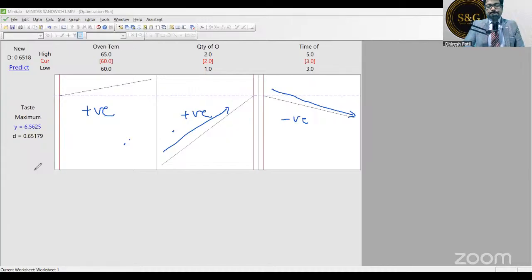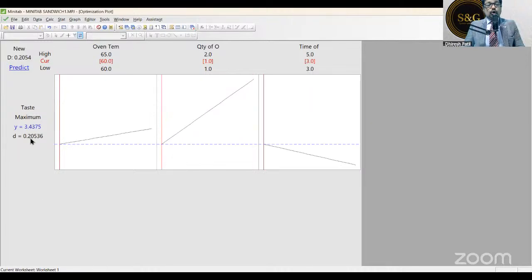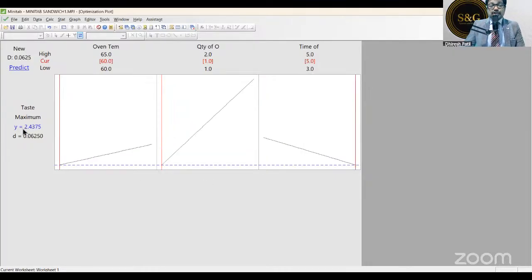Let's prove this. If I reduce the quantity of onion from 2 to 1, look at the test. It has gone down from 7.3 to 3.4. It's almost a 4 point drop. That's why it has the highest impact. Similarly, you can play around with this. Just reduce the time and the test has dropped down to 2.4. Can you see here? 2.4 is the lowest test, and if I get the maximum setting, you can set up in between as well.